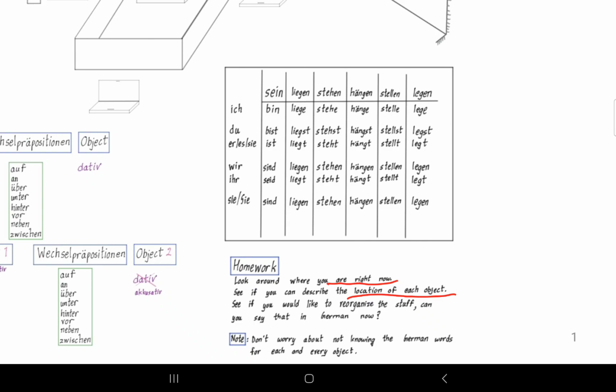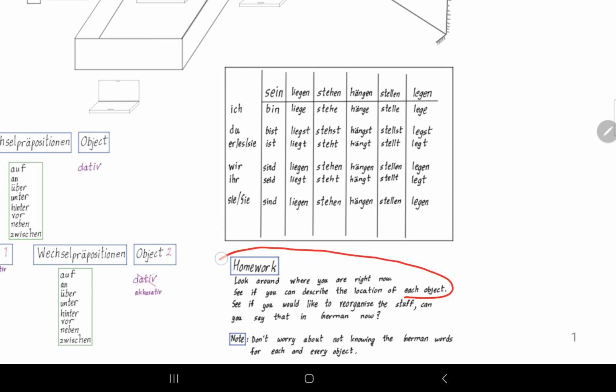But there will also be a cup, right? So how will you say the cup is on the table? You say simply: die Tasse ist auf dem Tisch. Then just look around, what else is lying in your room, okay? And see if you can write a statement for that using these Wechselpräpositionen.